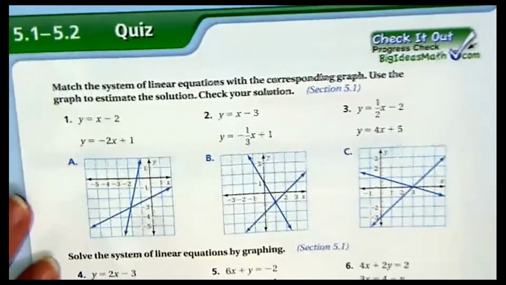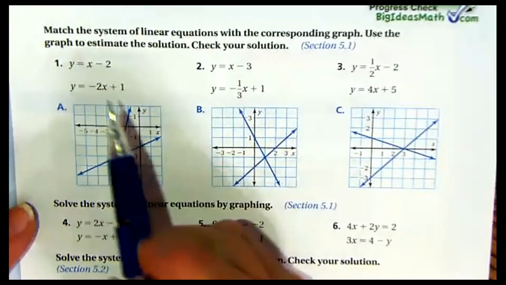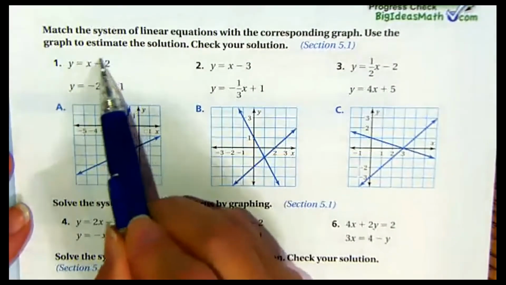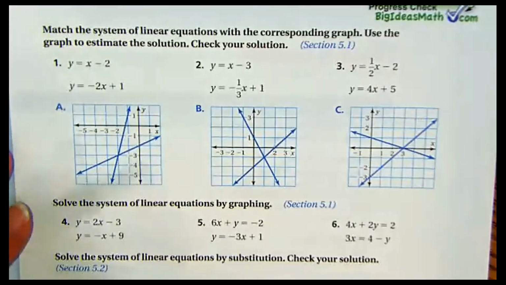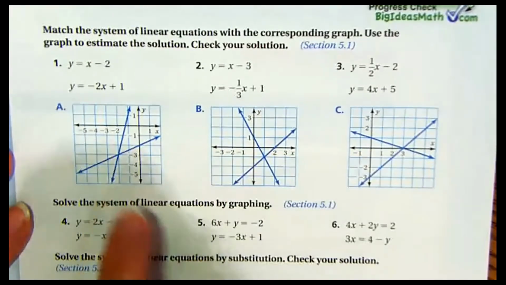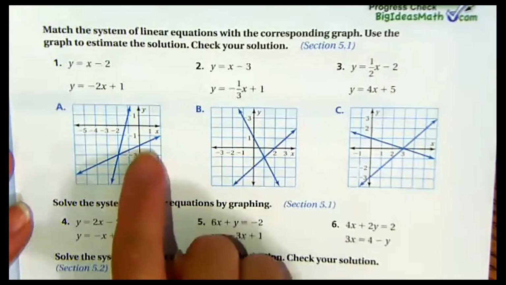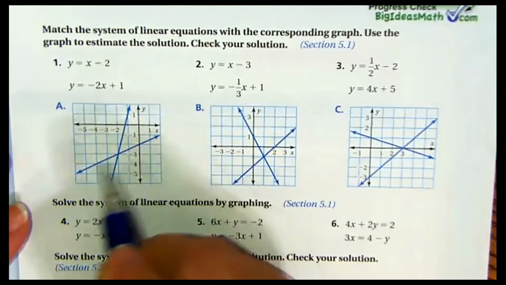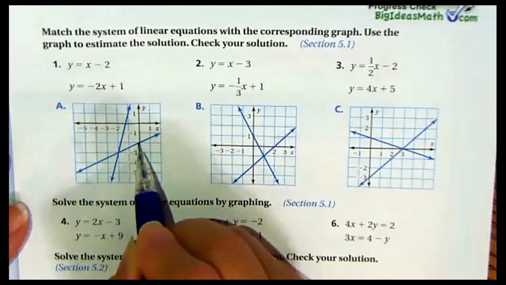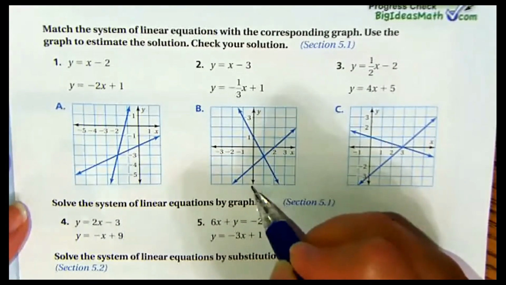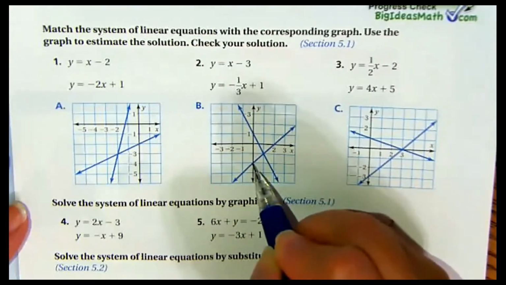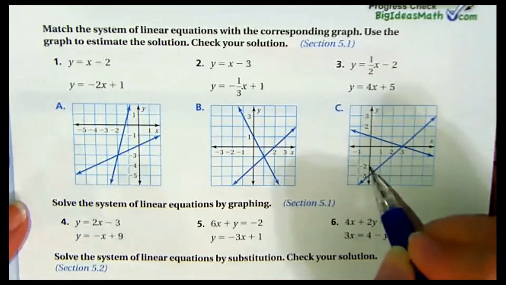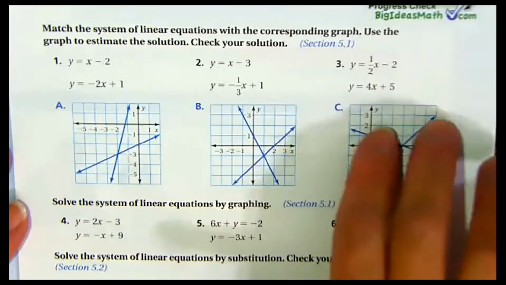So let's talk about how to solve one of these problems. Here's the equation, y equals x minus 2. My y-intercept is -2, so I need to find one of these graphs that has a line with a y-intercept of -2. Here's my y-axis, and here I have a line that crosses at -2. Here's my y-axis, and here I have a line that crosses at -2. Here's my y-axis, and neither of the lines cross at -2. So we can eliminate this graph.